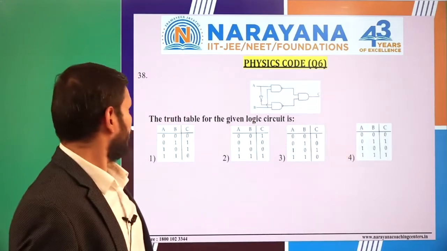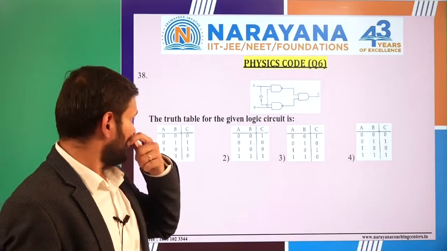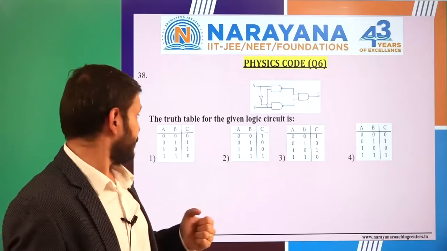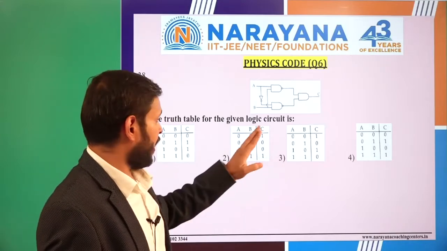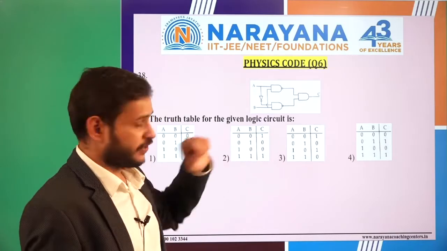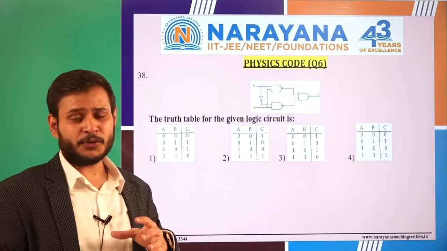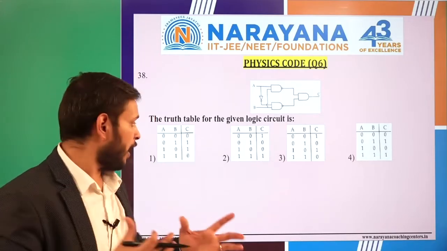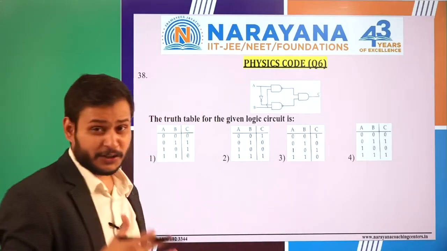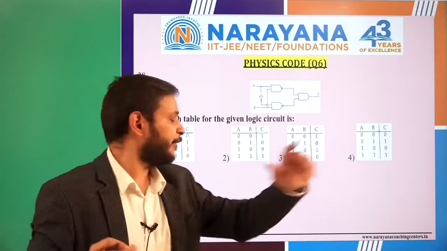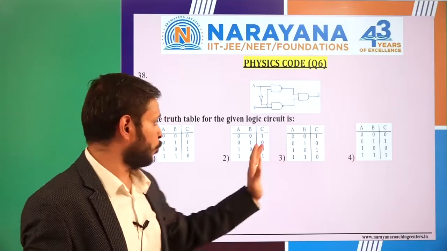Okay. Now we are on question number 38. This question is from logic gates. The truth table we have to form for the given logic circuit. So over here, one way can be we can just write the formula in the Boolean format, but it's good if we can just eliminate the options from 1, 2, 3 and 4.